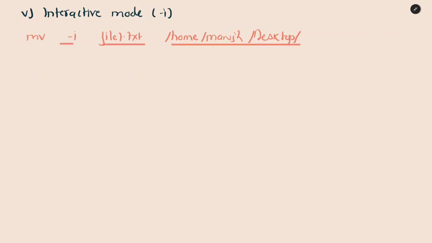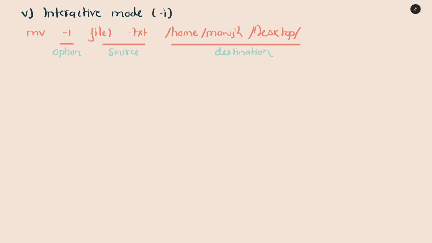So this is our option, source, and this is destination. So this command will ask for confirmation before overwriting file1.txt, if it already exists at the destination.